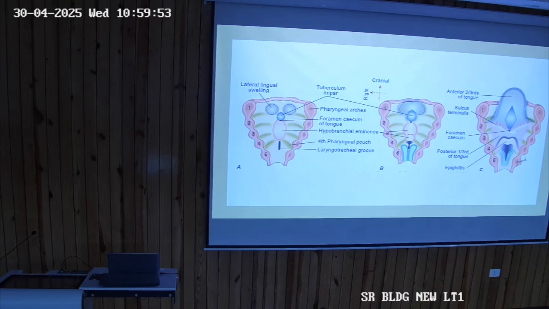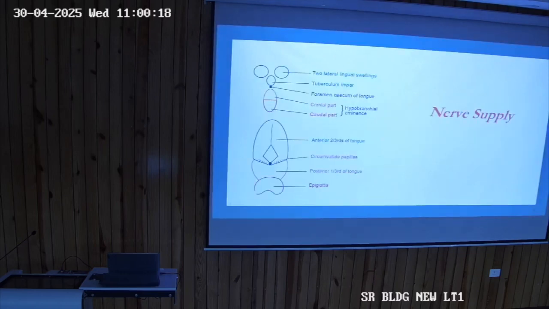There is this 12th cranial nerve which is hypoglossal. It is a purely motor nerve. So the hypoglossal nerve is the motor supply of the tongue, and it is going to supply all the muscles of the tongue except palatoglossus. Yeah, that is developing from the fourth arch, so it is supplied by the vagus. Okay, so this is all about the tongue.